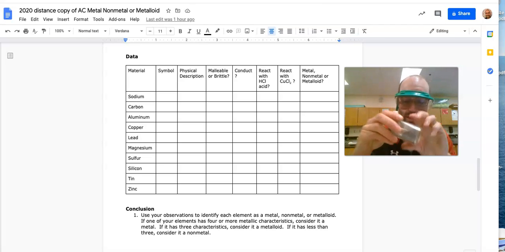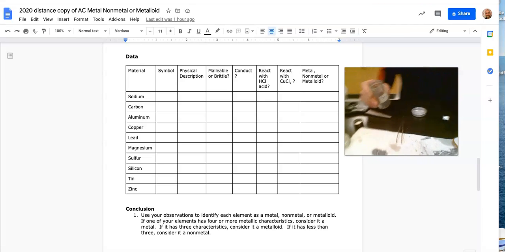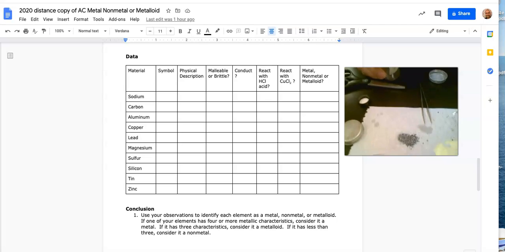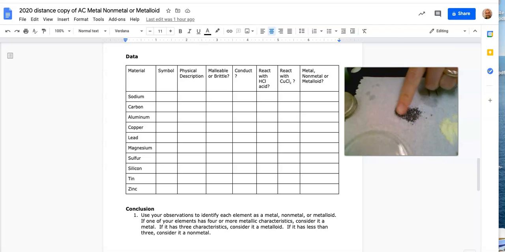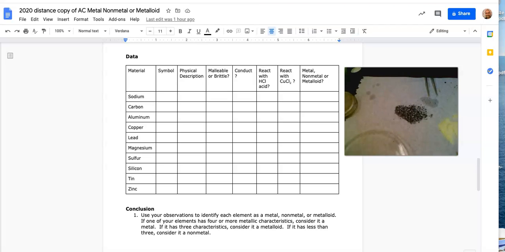And let's take a look at the appearance a little bit. I'm going to pour some out again on my paper towel. It is a solid, and it is kind of silvery. It's got this silvery metallic luster to it, like this. I am able to pound it into smaller pieces. So I would say it is brittle. Silicon is. Let's see what happens when I put it with some acid and copper chloride.